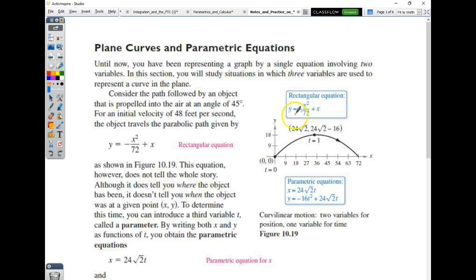For instance, if I take the graph y equals negative x squared over 72 plus x, which, by the way, is a situation where we are shooting some sort of projectile at a 45-degree angle with an initial velocity of 48 feet per second. Why did we choose that one? Because that's what the book chose. Excellent. Then this is the equation that winds up coming out.